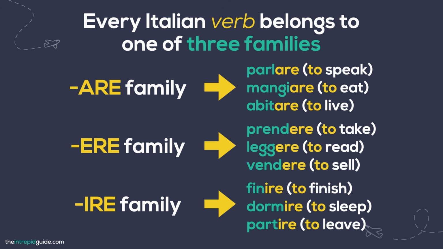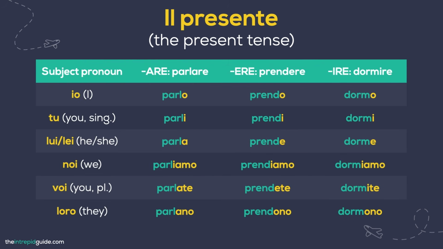Take any verb, chop off the family ending, which could be ARE, ERE, and IRE, and what's left is called the stem. Then add the endings that tell us who is doing the action. Take a look at this table. Parlo, parli, parla, parliamo, parlate, parlano. Prendo, prendi, prende, prendiamo, prendete, prendono. Dormo, dormi, dorme, dormiamo, dormite, dormono.